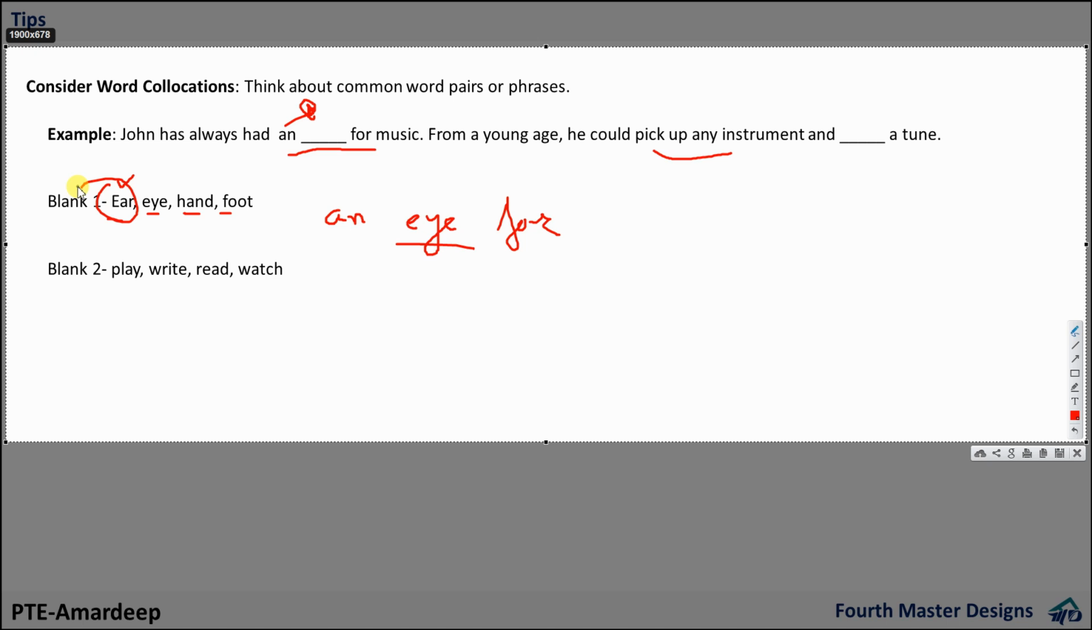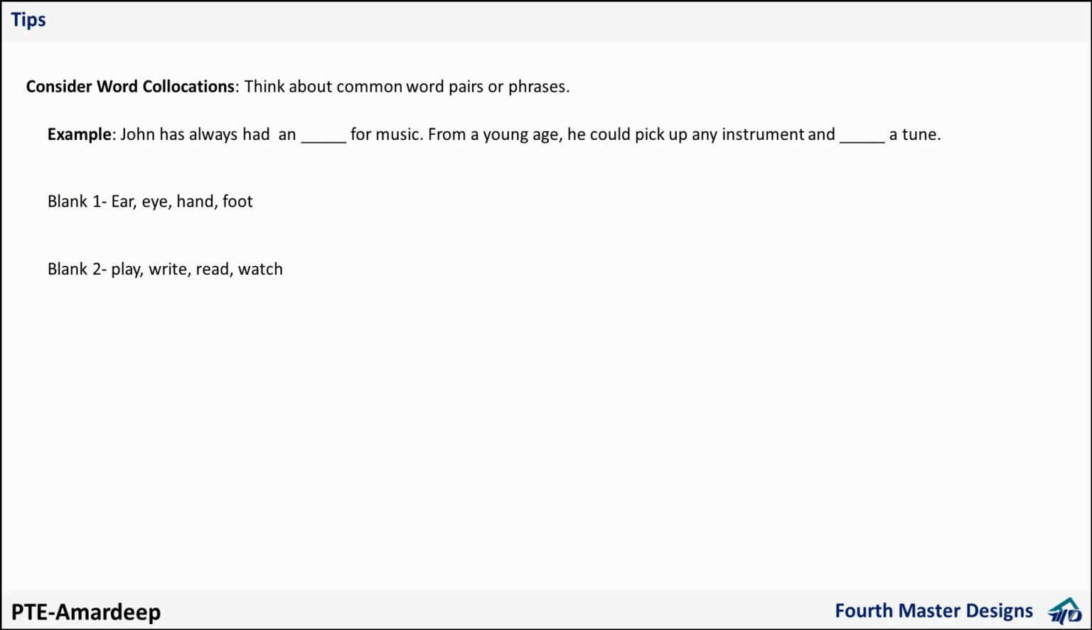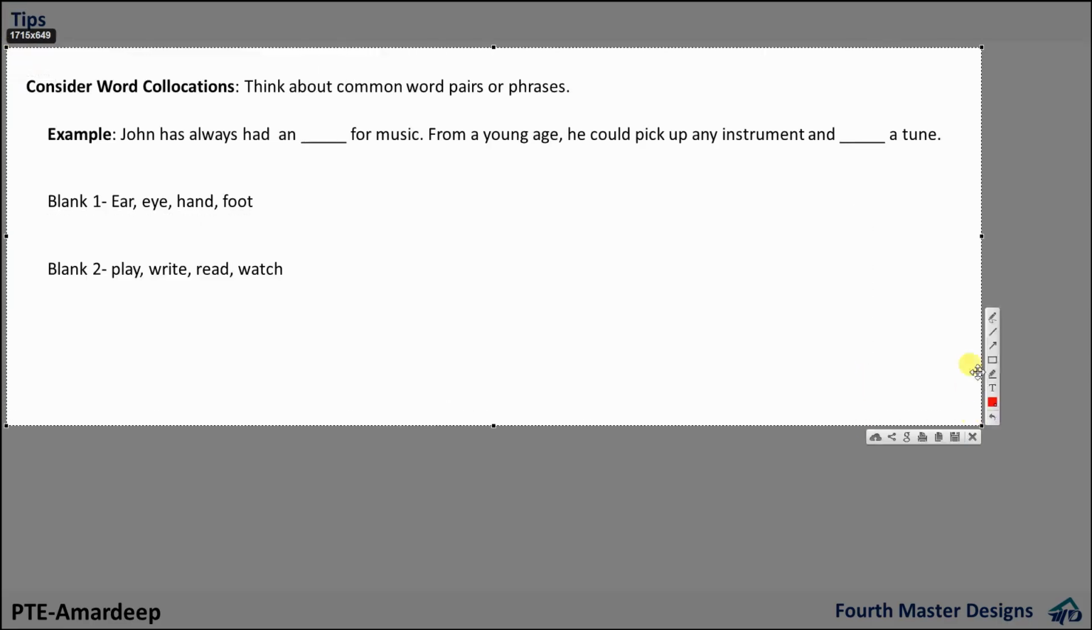Let's say you say, okay, I do not know the idiom, I do not know the phrase. Fine. Still, you can eliminate two: hand and foot. And then ear for music and eye for music. I am sure if you are not aware of the collocation, the idiom, if you don't know what an ear for music means, then you won't be answering this one correctly. Most of the students will select an eye for music. But again, go for an educated guess.